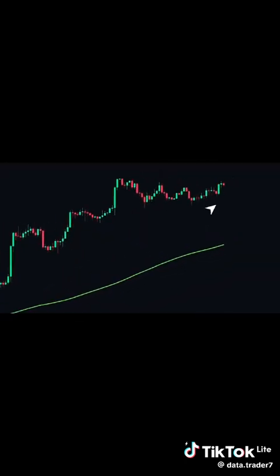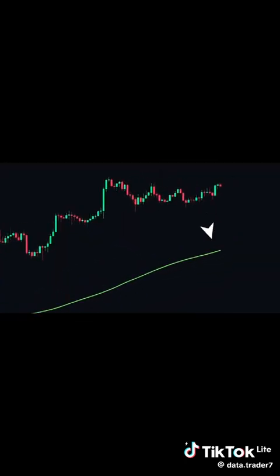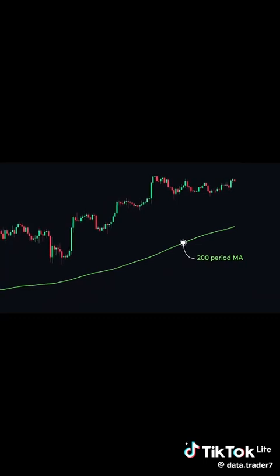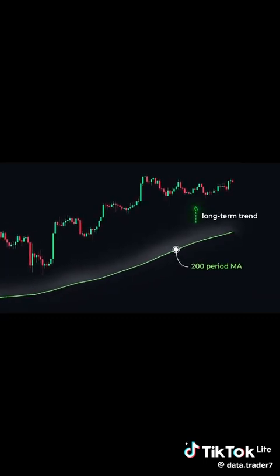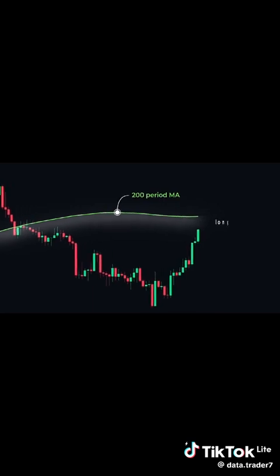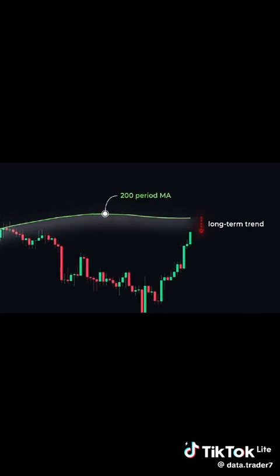To do that, you simply look at where the price is located compared to the indicator. For example, if I'm using the 200-period moving average and the current price is located above it, that tells us that the long-term trend is up. And if the price is below the 200-period moving average, it tells us that the long-term trend is down.